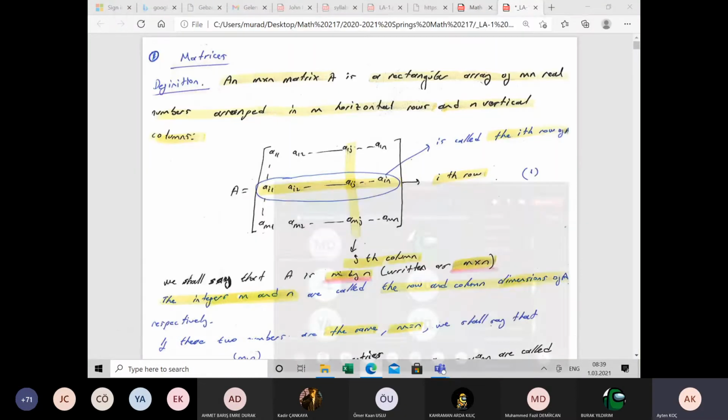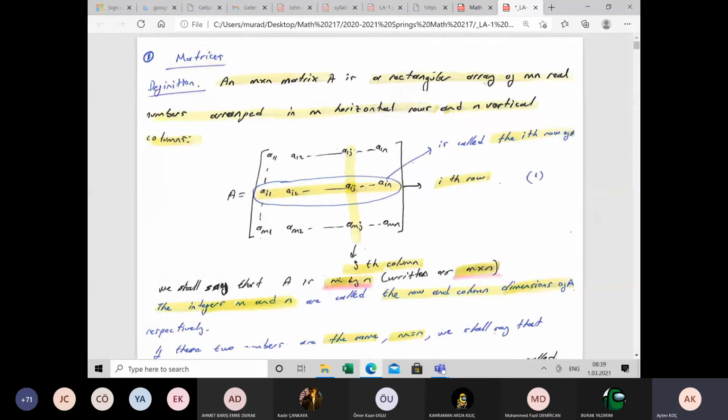Yes. Now let's start. Today we will give some basic definitions and properties about matrices. First of all, let's give the definition of the matrix.